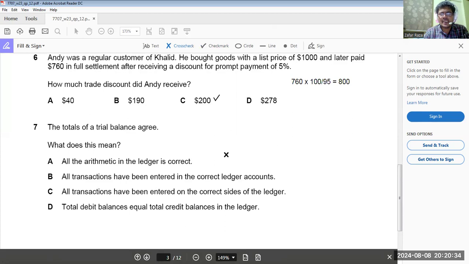Okay. Now, the total of a trial balance agree. Okay, what does it mean? All the arithmetic in the ledger is correct. Not necessary.